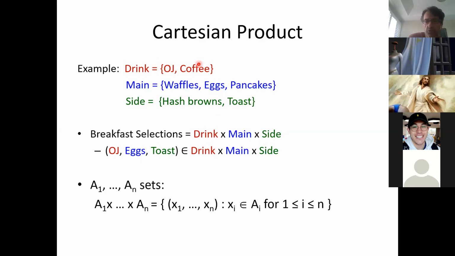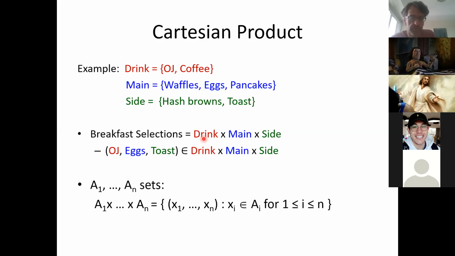There are 2 possibilities for the first, 3 for the second, and 2 for the last. It's a product of the cardinalities. So it's 2 times 3 times 2, right? 12 possibilities. And you can think of them as records, as a data type.